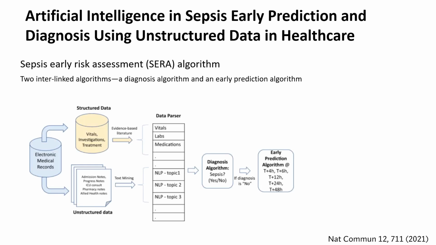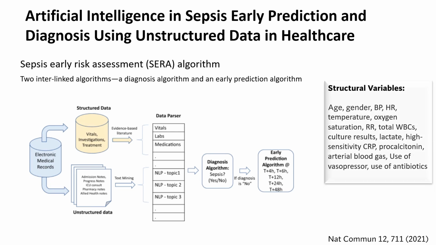One of those prediction models included the Sarah algorithm. So the way it worked is that it utilized the electronic medical record and split that information into structured data and unstructured data. Primarily, the structured data included vitals, labs, and medications. And unstructured data was primarily the information written in the chart by various care providers.